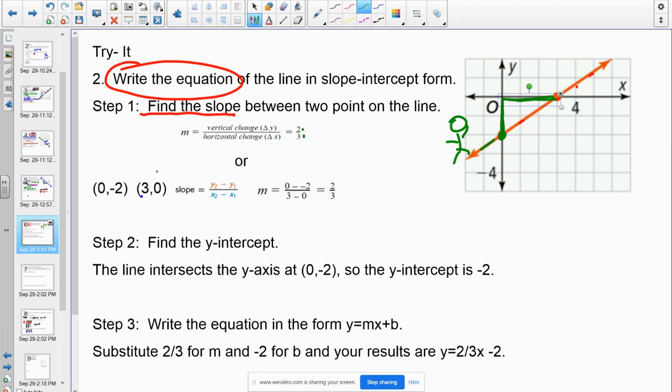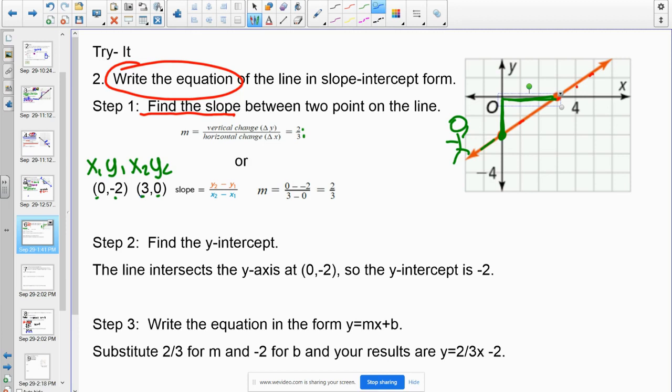Second step, or the second way you could do it, is you can just do your x1, y1, x2, y2, and then you just plug in your points. So notice I plugged in my y2, so 0 minus a -2, and then x2, 3 minus 0. So 0 minus a -2 is a +2, 3 minus 0 is 3. Same answer. I know my slope is 2/3.